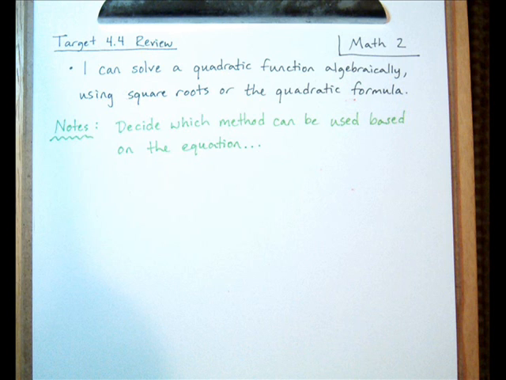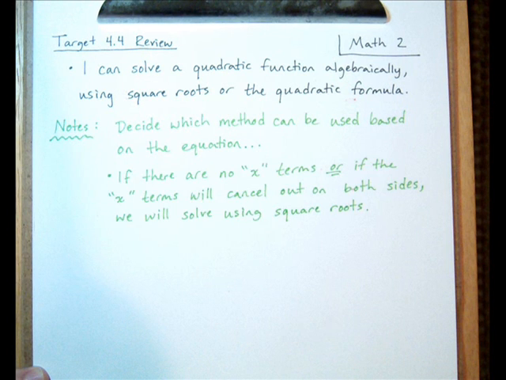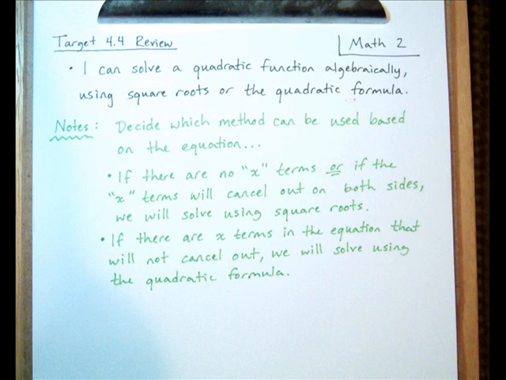Now, the criteria that we use is, first off, if there are no x terms, or if it looks like the x terms will cancel out on both sides of the equation, then we're going to solve that problem using square roots. Alternatively, if there are x terms in the equation that are not going to cancel out on both sides, then we're going to solve that equation using the quadratic formula.